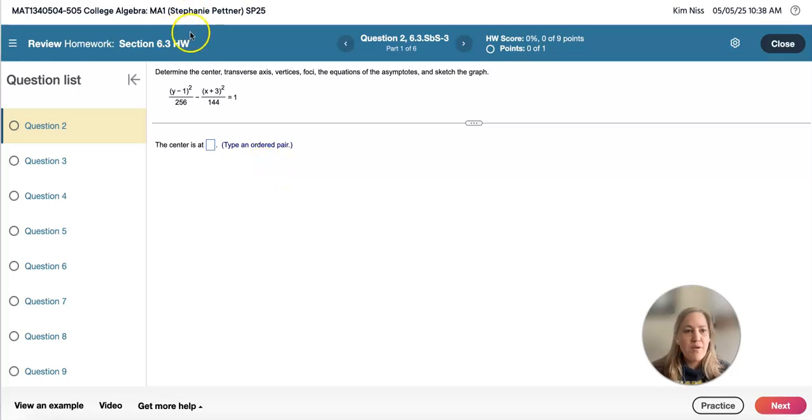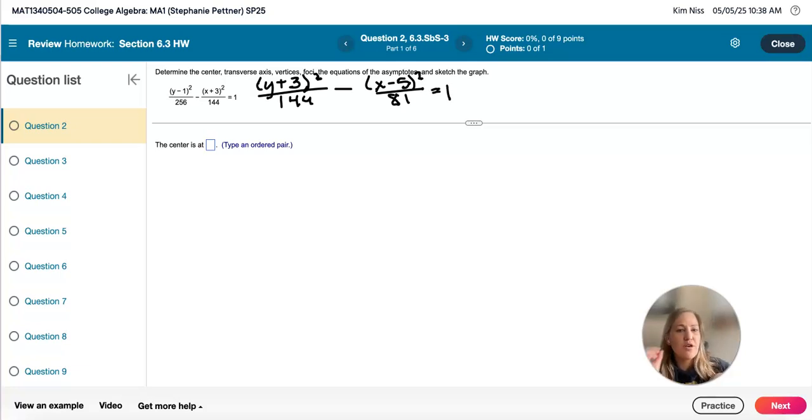So the problem that I am going to work through is not this one, because I already worked through one of these, but it's actually (y + 3)² over 144 minus (x − 5)² over 81 equals 1. This problem showed up on your quiz, and you're asked to determine the center, transverse axis, vertices, foci, the equations of the asymptotes, and then sketch the graph.